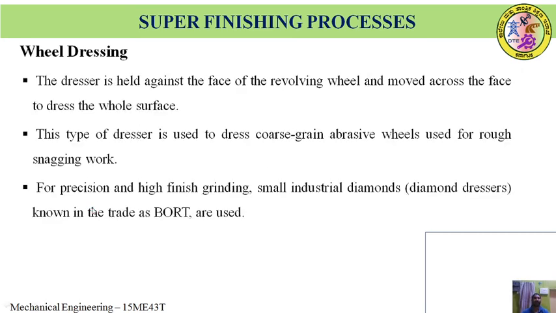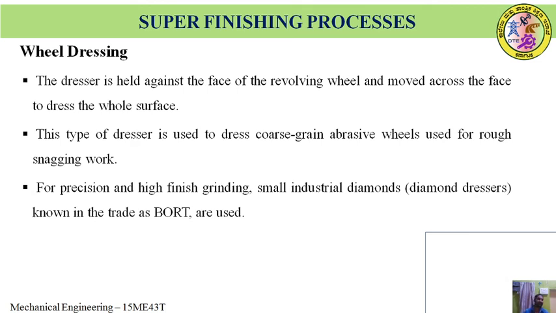In wheel dressing, the dresser is held against the face of the revolving wheel and moved across the face to dress the whole surface. This type of dresser is used to dress cross-grain abrasive wheels used for rough snagging work. For precision and high finish grinding, small industrial diamond dressers known in trade as bort are used.